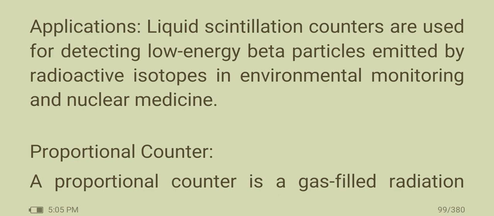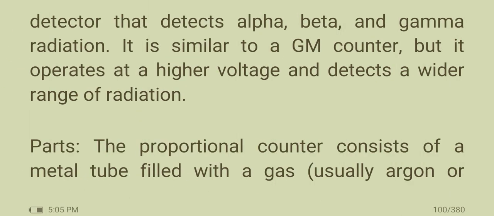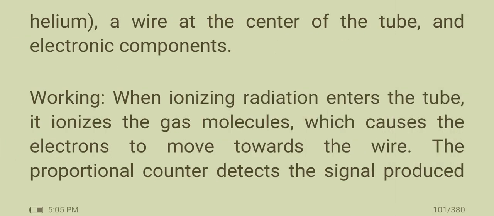Now the proportional counter. A proportional counter is a gas-filled radiation detector that detects alpha, beta and gamma radiation. It is similar to a GM counter, but it operates at a higher voltage and detects a wider range of radiation. Which are the parts? The proportional counter consists of a metal tube filled with a gas, usually argon or helium, a wire at the center of the tube and electronic components.